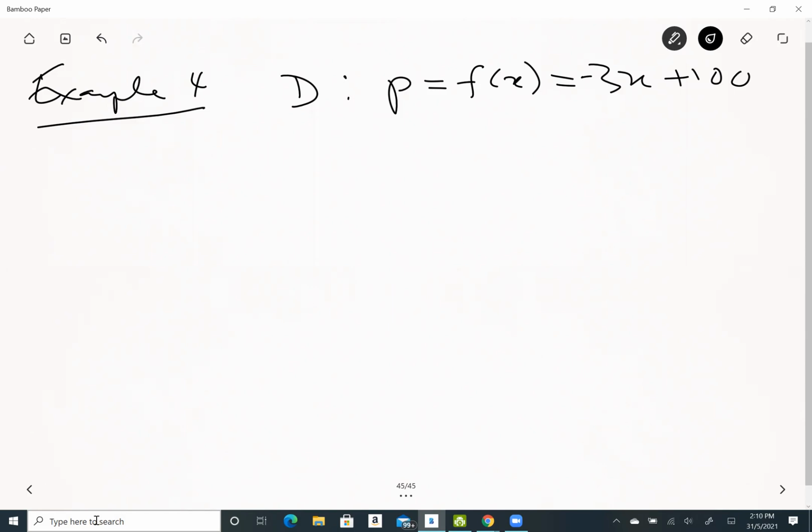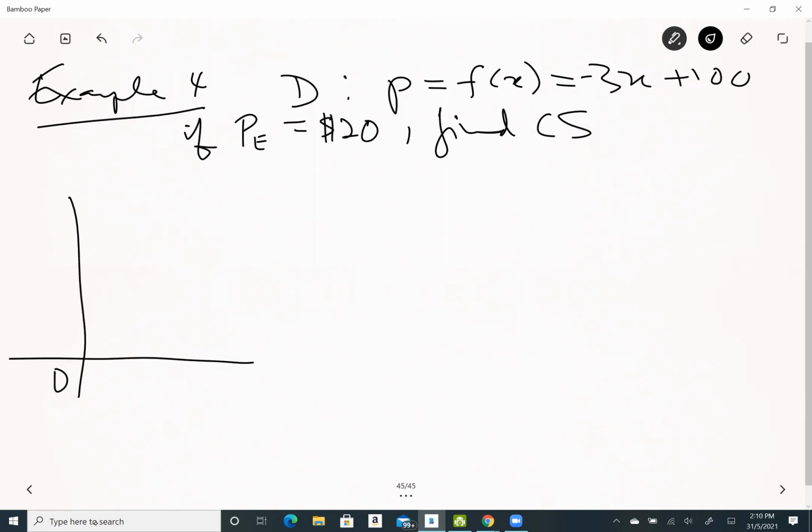And then you want to find the consumer surplus if the market price, the equilibrium price, is equal to $20. So if the market price is equal to $20, what is the consumer surplus? If you draw the graph of this one, this is the x, that's the price. The demand function will look something like this.